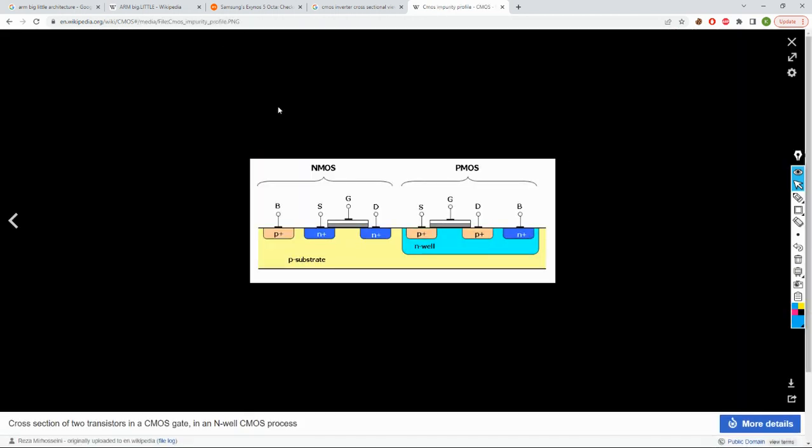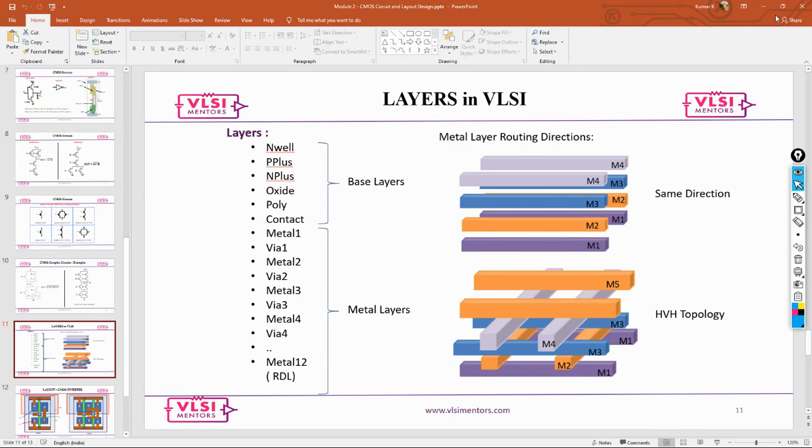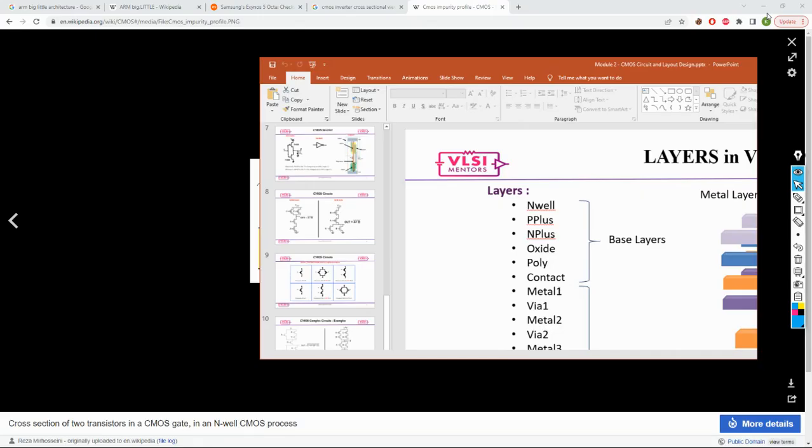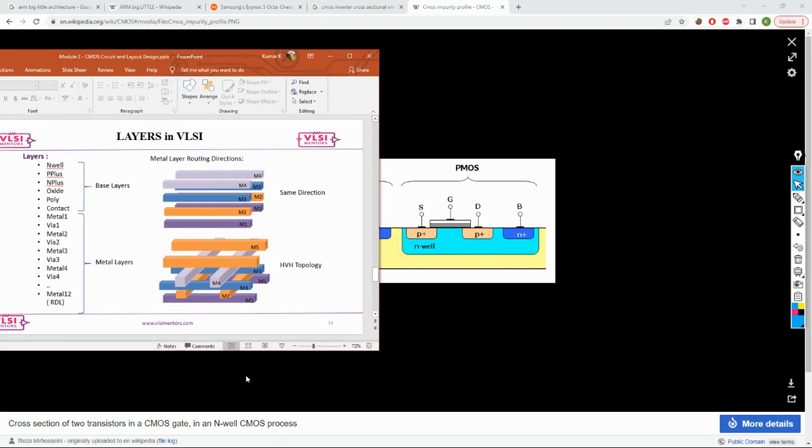Okay, now let's understand why we need all these layers. We talked about these layers, right? We are talking about all these base layers and different types of layers.